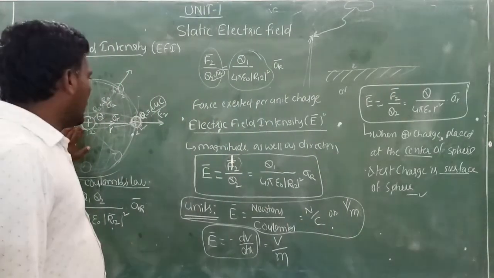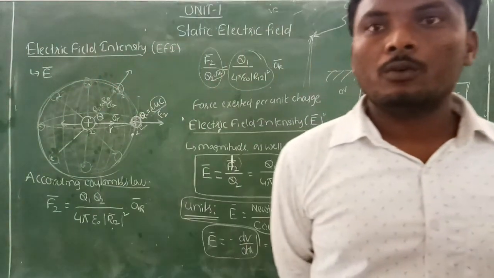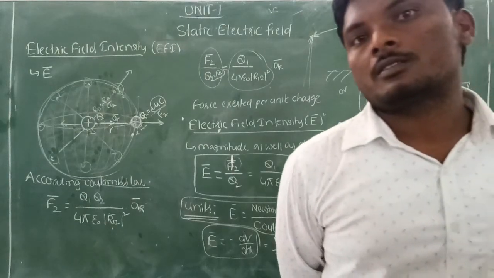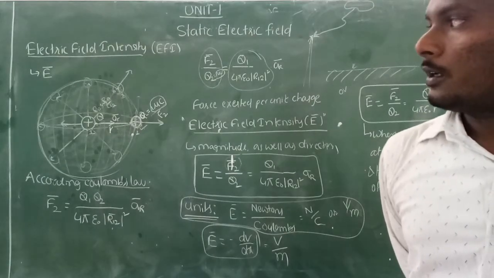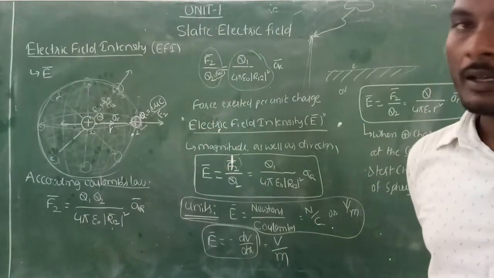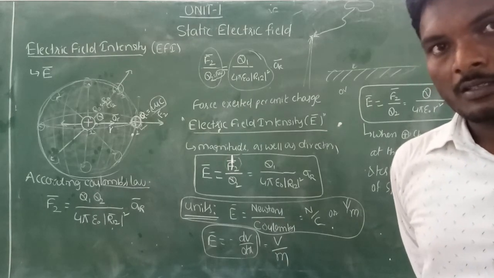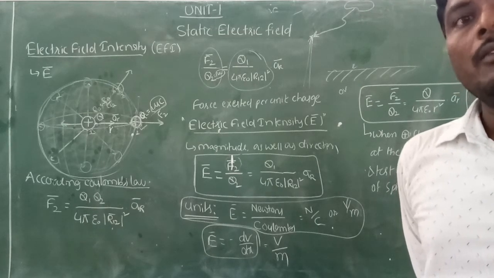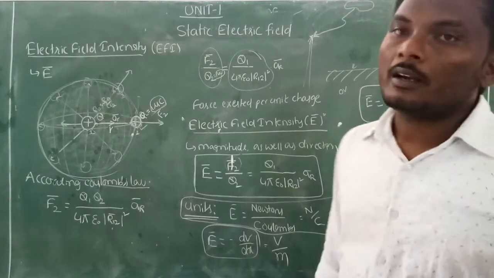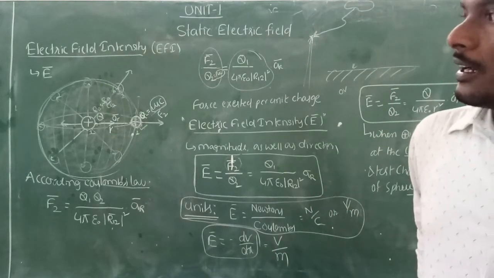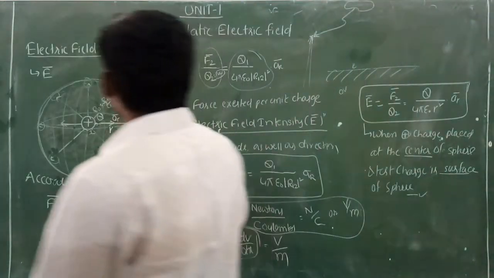Now the electric field intensity is not only due to the point charge. We have different types of charges. So what are the different charges? Up to now we have seen only the point charge. Like the point charge, we have line charge, surface charge and volume charge. Now we will see one by one what these charges are. We will try to understand the different types of charges and the electric field intensity due to them.